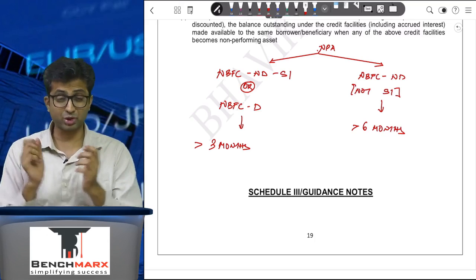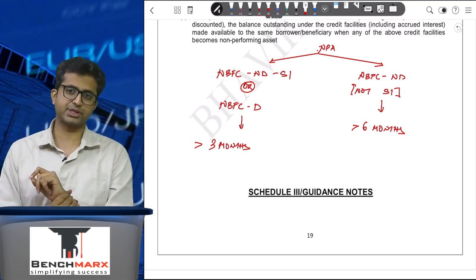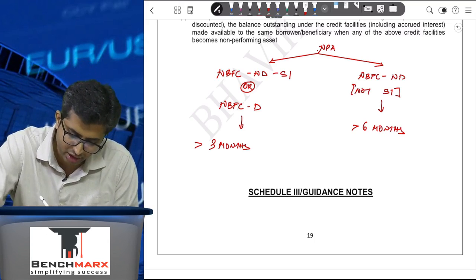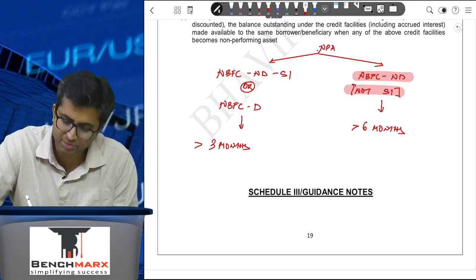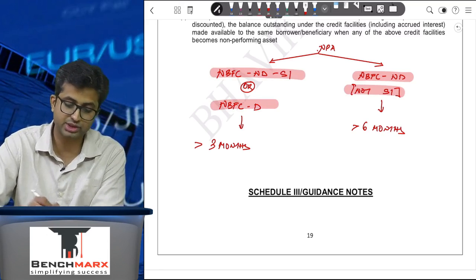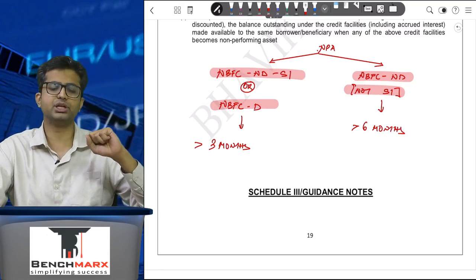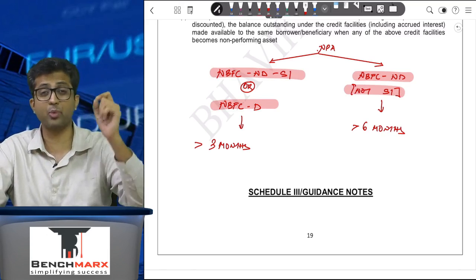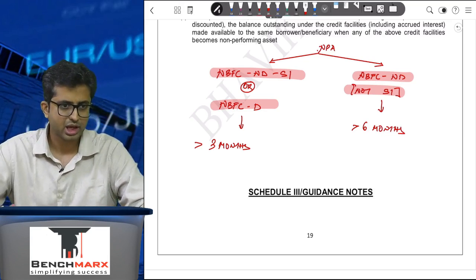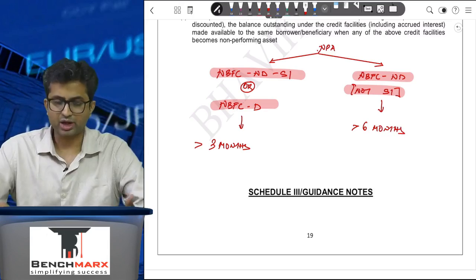If you are aware, even while solving sums, 0.25% is the provisioning limit in case of the non-deposit taking NBFCs which are not systematically significant, and for the deposit taking ones, and for the NBFC NDSI, it is 0.4%. If you remember, we would have done this in sums as well. Next is a schedule 3 or guidance note.